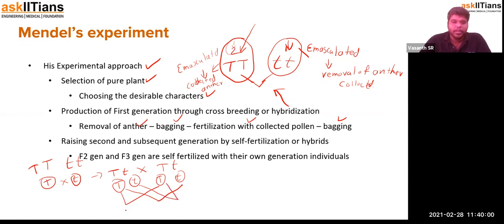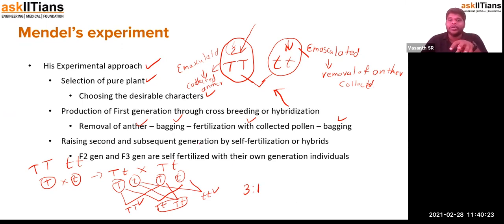So it will be capital T, capital T, capital T, small t, capital T, small t, small t, small t. Here you can see this is a tall pure plant, and this is a dwarf pure plant. And this is a hybrid plant. These two are hybrid plants. So there's a probability of 3 tall plants and 1 dwarf plant. So this is what is explained over here.